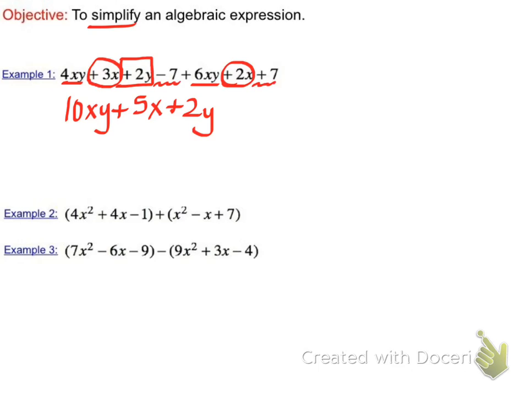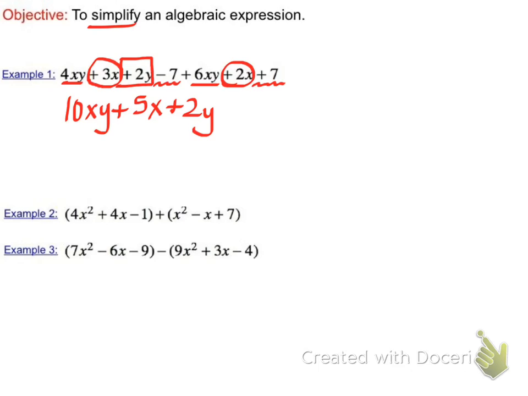Now with the 7's, it was a minus 7, then a plus 7. So we put those together and we get nothing. So we add 0 on there. So we don't actually need to even write anything down for the 7's when we put them together.